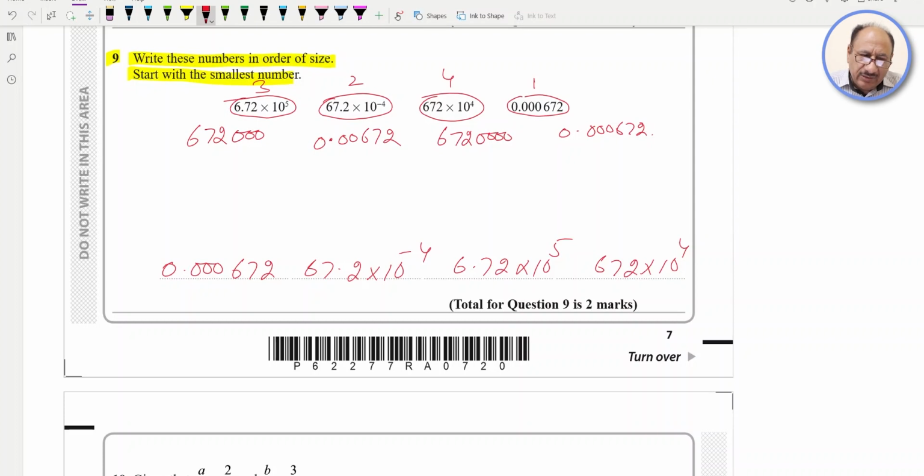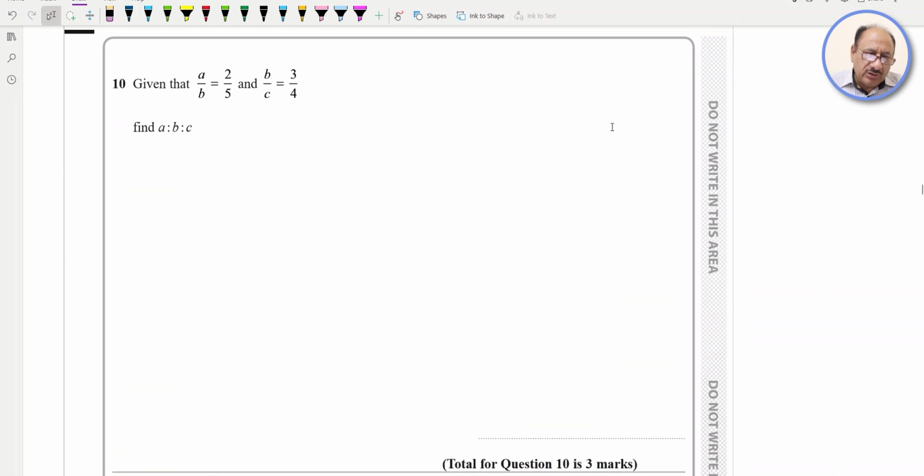We have arranged them in ascending order because they are saying start with the smallest number. Hopefully you understood this. This was a 2-mark question. Now we can move to the question number 10.